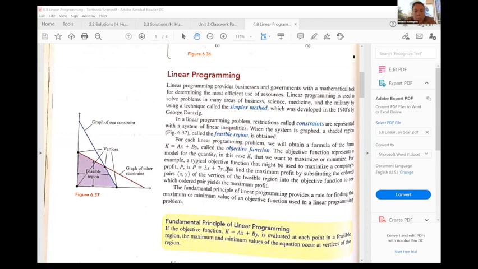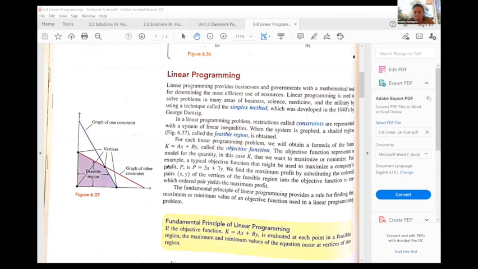So for each linear programming problem, we will obtain a formula of the form k equals ax plus by called the objective function. Okay, and in your classwork packets, you have this on page 46, everyone. And there are a lot of examples, too, that you can use to refer to. So page 46 in classwork.